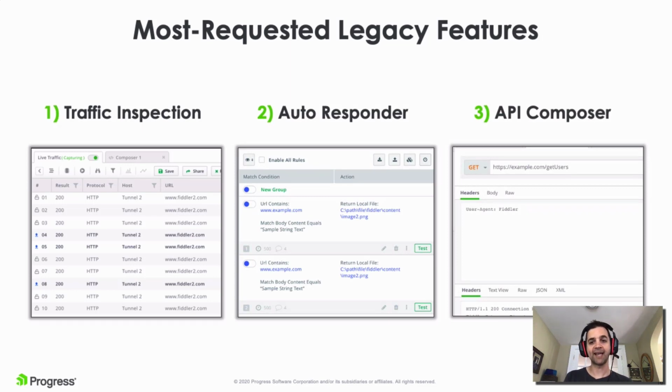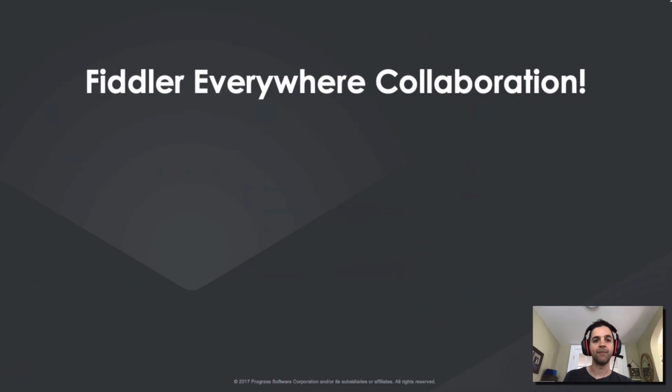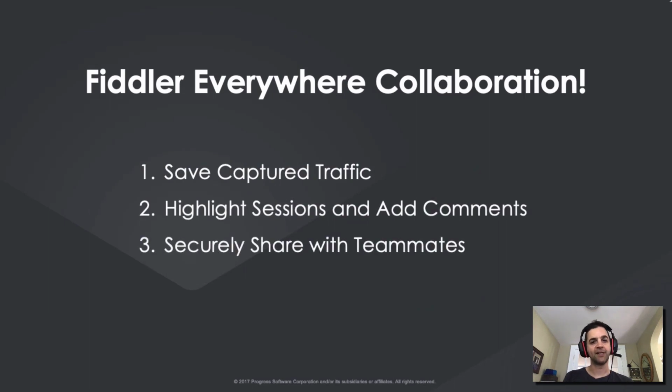Now, but remember the last item I mentioned in our customer conversations, that being the team collaboration. So let me briefly introduce you to the team collaboration features of Fiddler Everywhere. By using the team features, you can actually save captured traffic like you've been doing for years. You can highlight certain saved sessions, add comments to them, and securely share the log files and context with your teammates. They can then open these log files in their copy of Fiddler Everywhere and continue to collaborate from there.